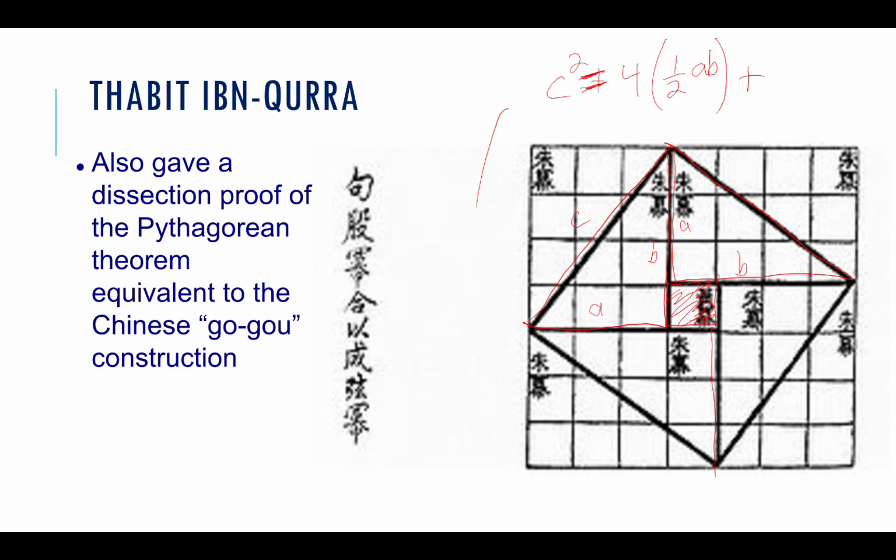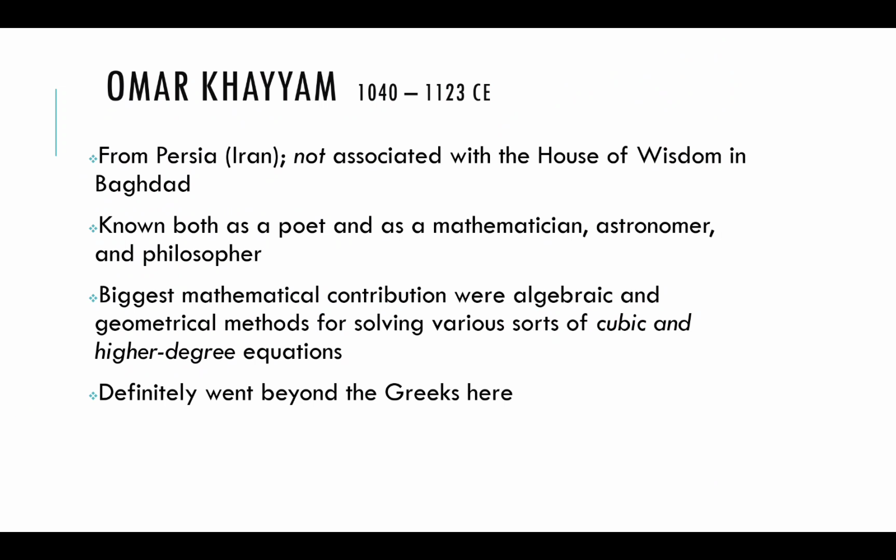Anyway, Thabit ibn Qurra obviously didn't use the Gougu construction, but his proof is equivalent to that. It is essentially the same thing. In that one, if I recall right, we specifically make it a B minus A, but in this one, you're using it a little different. But yeah, so that's Thabit ibn Qurra. He did a lot more than that. This is just a brief overview.